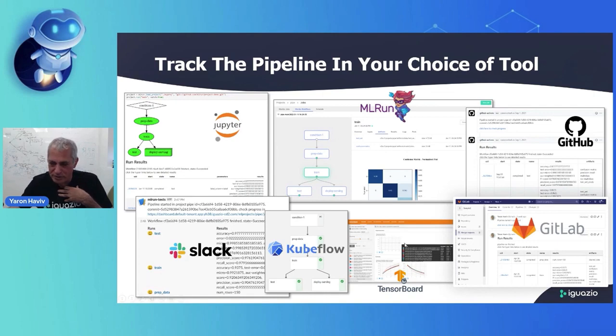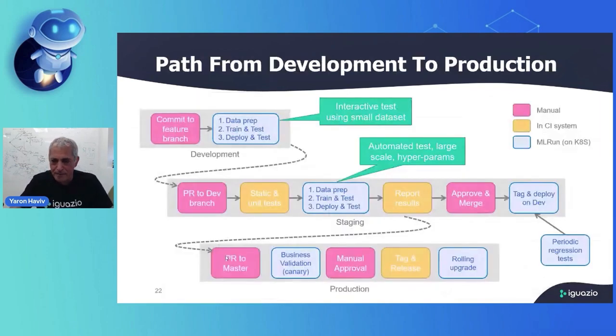Again, we mentioned it knows how to export into TensorBoard and works with Kubeflow, even Slack and other mechanisms. And MLRun is open source. You could just add your own plugin for what we call notifications.